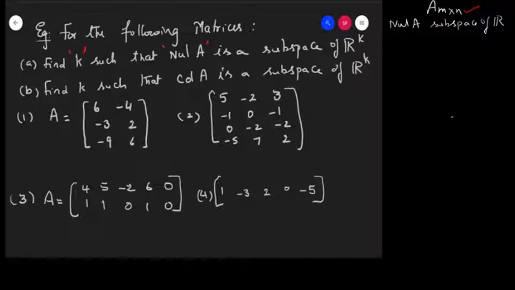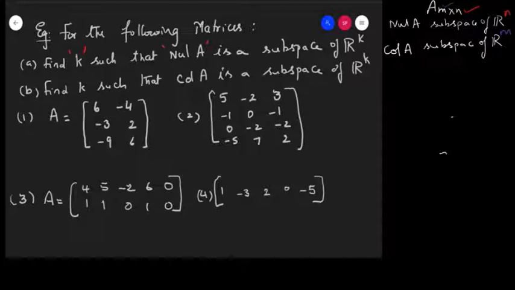So it is Rn. And whereas column A is a subspace of Rm, where m is the number of rows. Now let us look at this problem. For the following matrices, find k such that null A is a subspace of Rk. Then B bit, find k such that column A is a subspace of Rk.